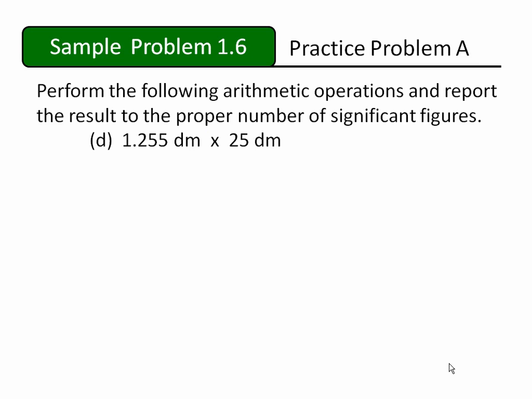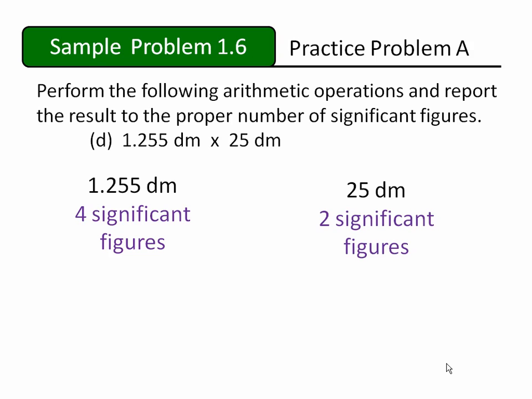Letter D requires us to shift gears and think about multiplication. Remember that the rule here revolves around the fewest significant figures. The measurement 1.255 decimeters contains 4 total significant figures. All of the digits are non-zero, so all are significant. The measurement 25 decimeters contains 2 significant figures based on the same reasoning. This is the measured value with the fewest significant figures. So when we round our answer, we will need to round it to have 2 significant figures.